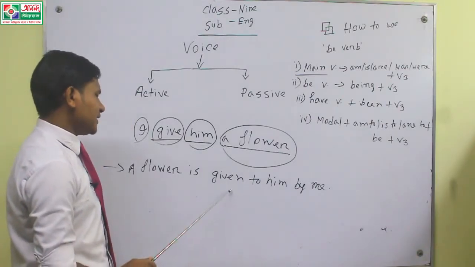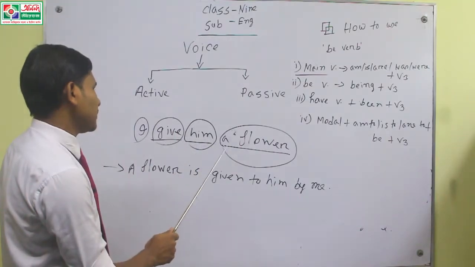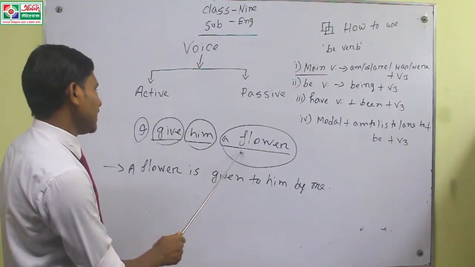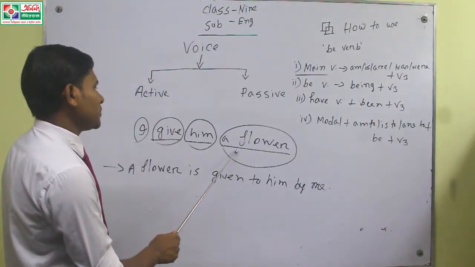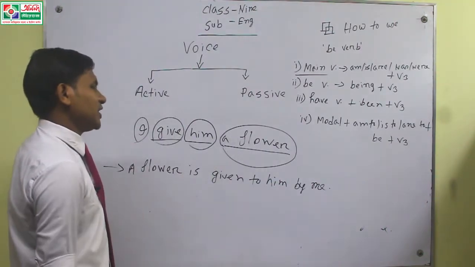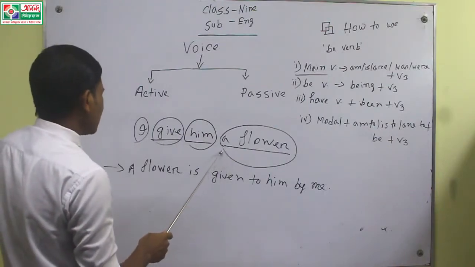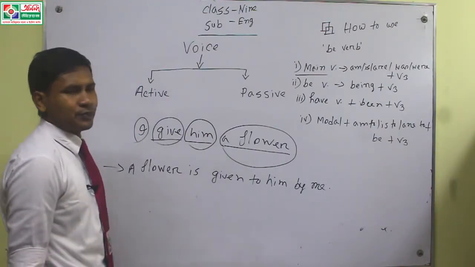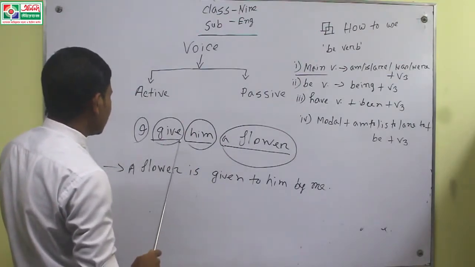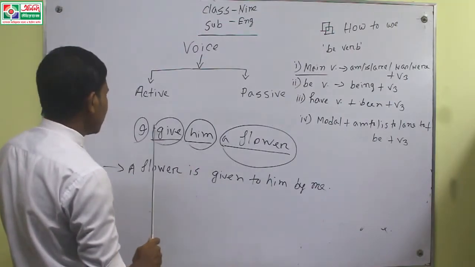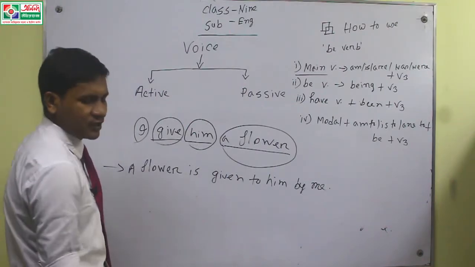In any sentence there are given two types of object. One is direct, the other is indirect. Indirect object means person and direct object means materials or things. So we can change it in two ways. Just one way I introduce to you. At first we use here a flower, then is, the V3, to plus him plus by plus the objective form of I, me. Do you understand?